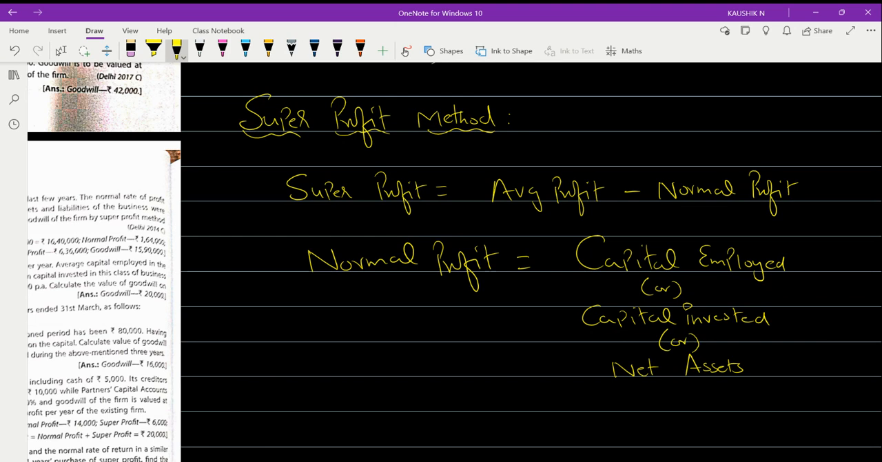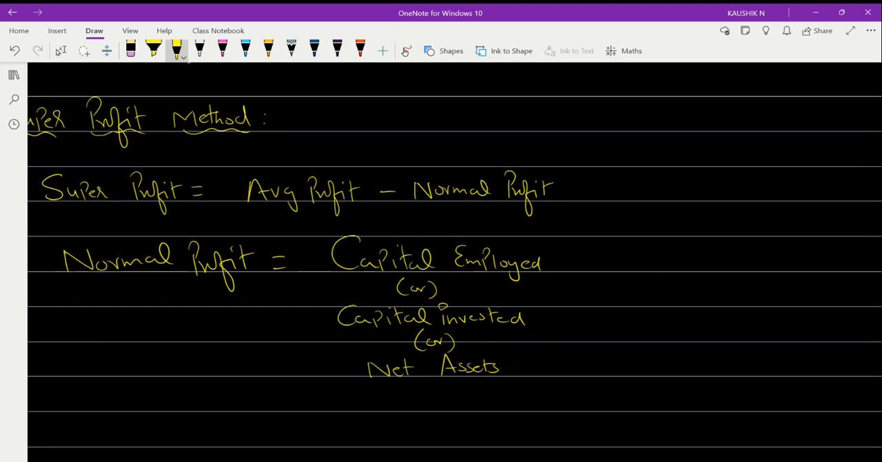So capital employed or capital invested or net assets, but this is the one which we use quite frequently in our formula. If you have been given words like capital invested or net assets in the question, you can substitute that value against this formula. So normal profit is capital employed into NRR by 100. This is the formula to calculate normal profit.